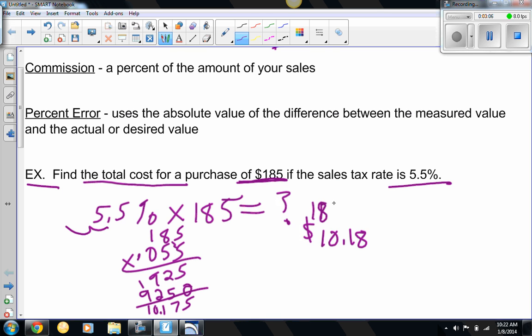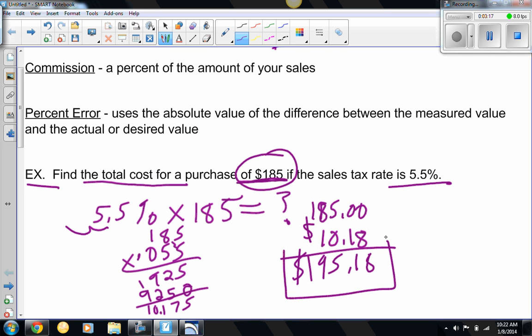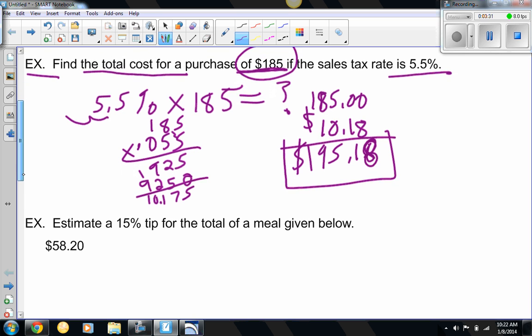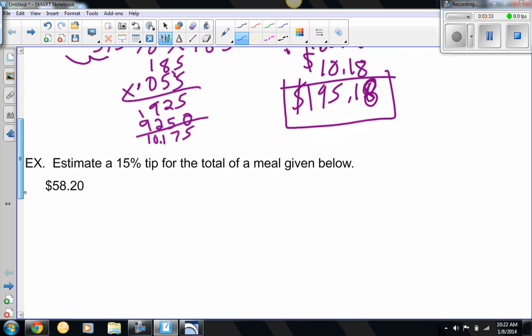And remember that when you're dealing with decimals, you have to line up the decimals. So you have to take the original amount of your purchase plus your sales tax that you just found to get your answer. So $195.18 would be your total cost. So you walk to the shelf, you grab something that's $185, but you don't just pay that. You're going to pay $195.18 when you're done. So that's using the same formula we did yesterday, but to find sales tax.